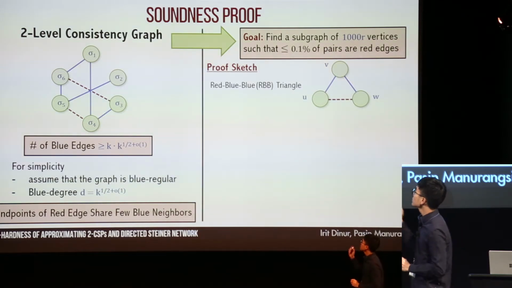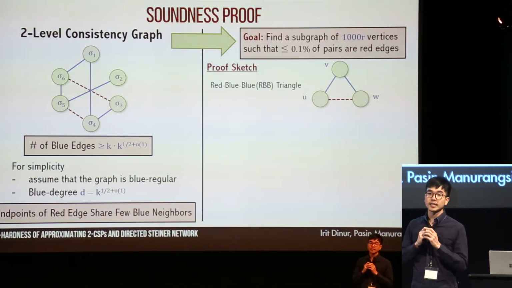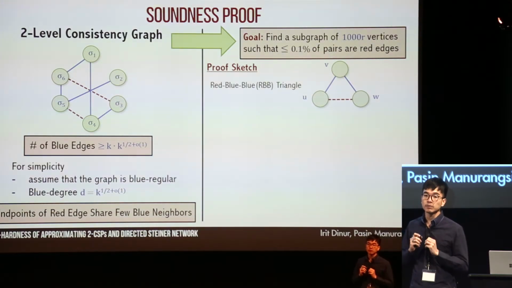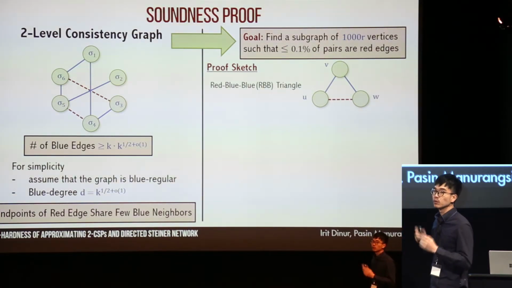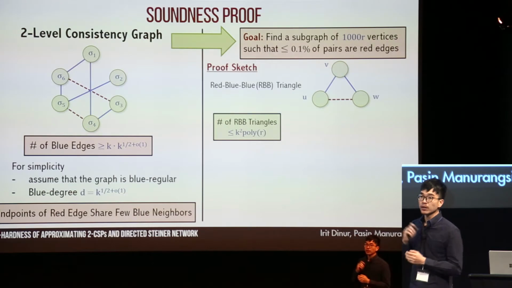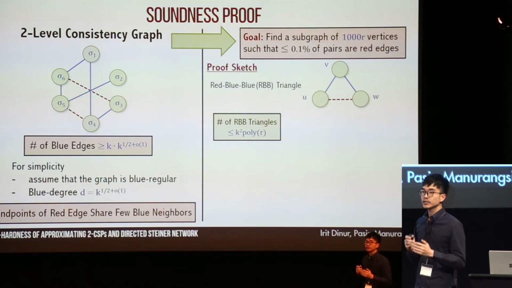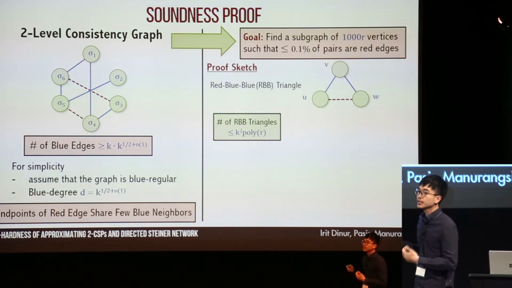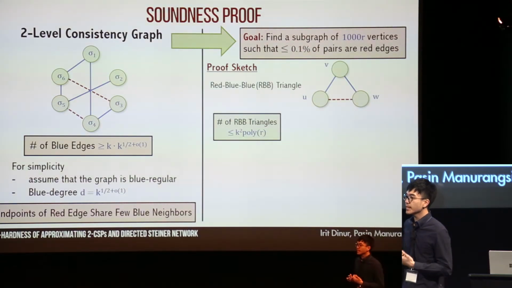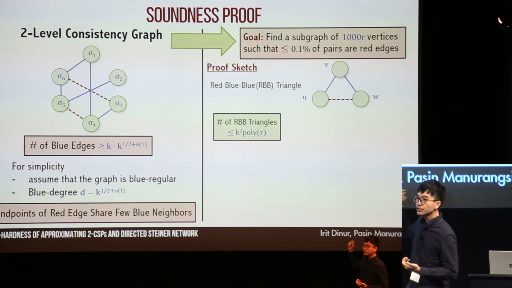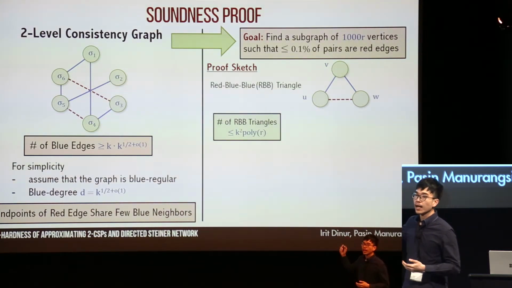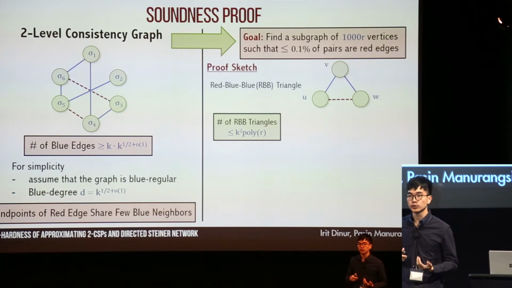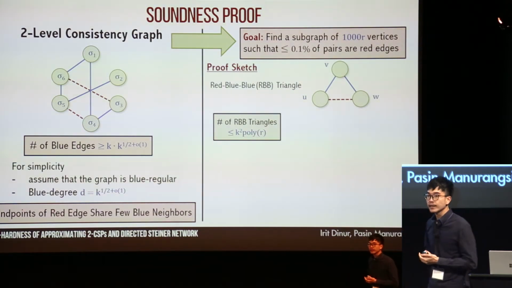Extremely simple. So let's count the number of all red-blue-blue triangles. So this is a triangle with one red edge and two blue edges. So from our red-blue transitivity, we can actually bound this to be at most k squared times some small number. This is because the red-blue transitivity exactly says that if you fix u and v, then there is only very few choices for v. And there's only k squared choices for u and v. So this is the bound that we get.